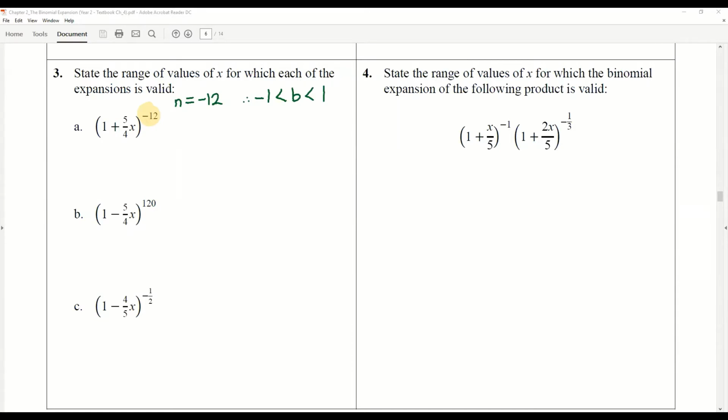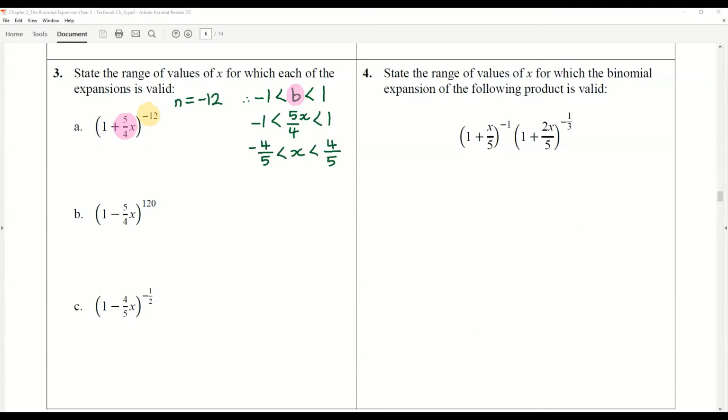So our b value here is going to be this amount of x that you have here. Okay, so we can replace those. So let's do that. So minus 1, and then I put the b value in like that, and then we just make x the subject in the inequality. So if I multiply by 4 and divide by 5, okay, so there's our range of validity for that expansion.